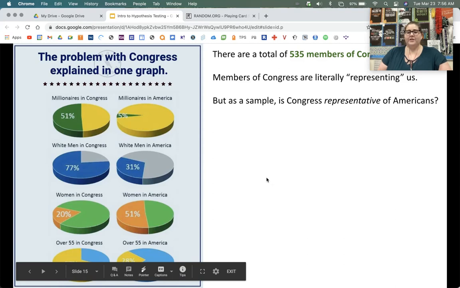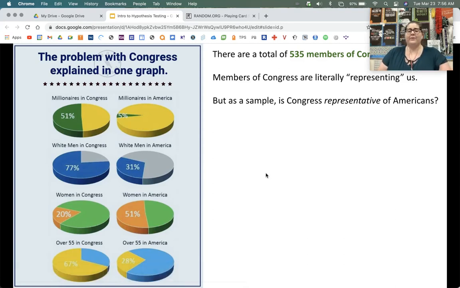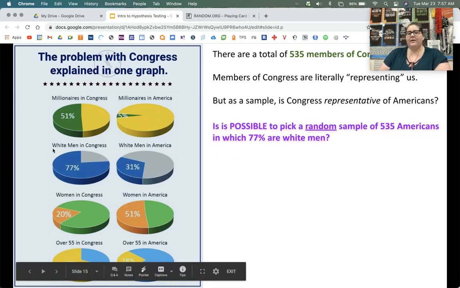So if I wanted to use a hypothesis test to make a statement about representativeness, what I would look at is, I have a sample of people that are 51% millionaires. If I were to take a random sample of people in America, there's only 5% millionaires. How likely would it be for me to get a random sample that had 51% millionaires in it? Not very likely.